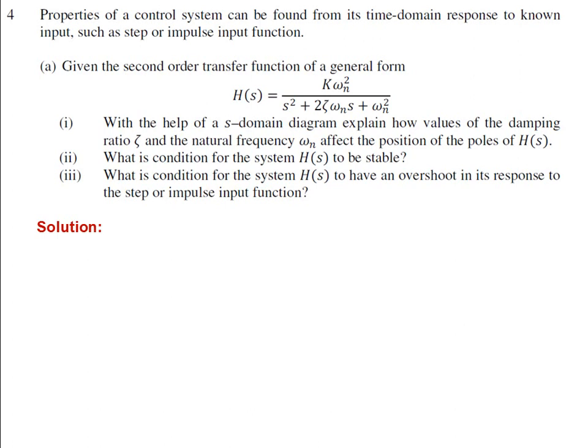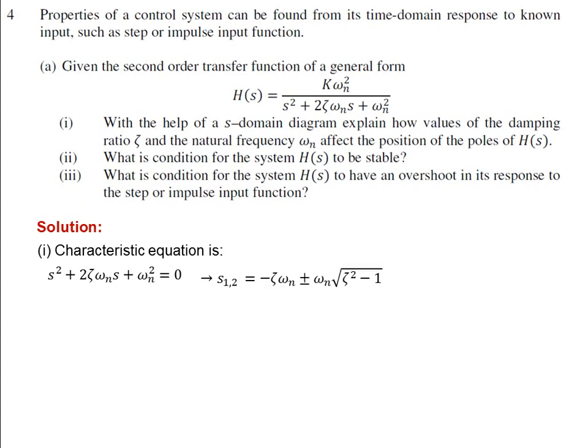In order to answer these questions, first we need to look at the characteristic equation of the transfer function. The characteristic equation of the transfer function H of s is s squared plus 2 zeta omega n s plus omega n squared. By putting this characteristic equation equal to 0, we can find the poles of the transfer function. By solving this polynomial, we have the poles as s1,2 equal to minus zeta omega n plus minus omega n root zeta squared minus 1.